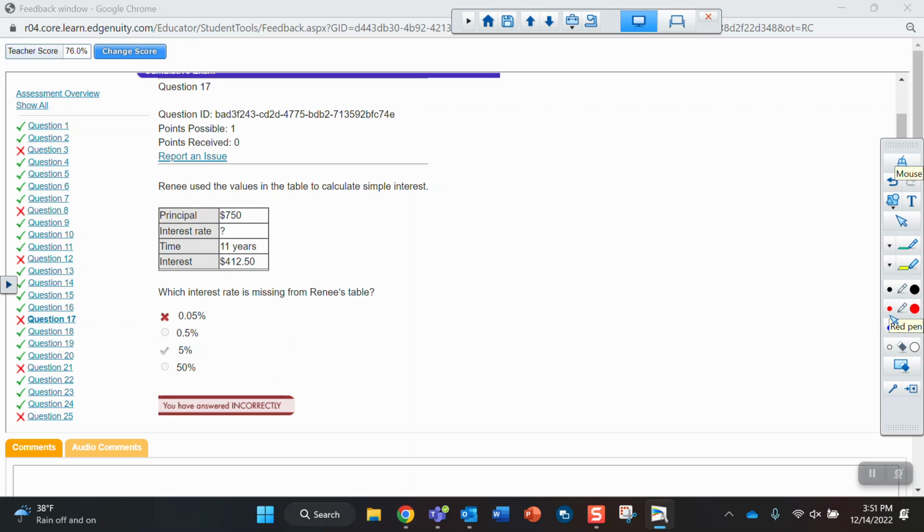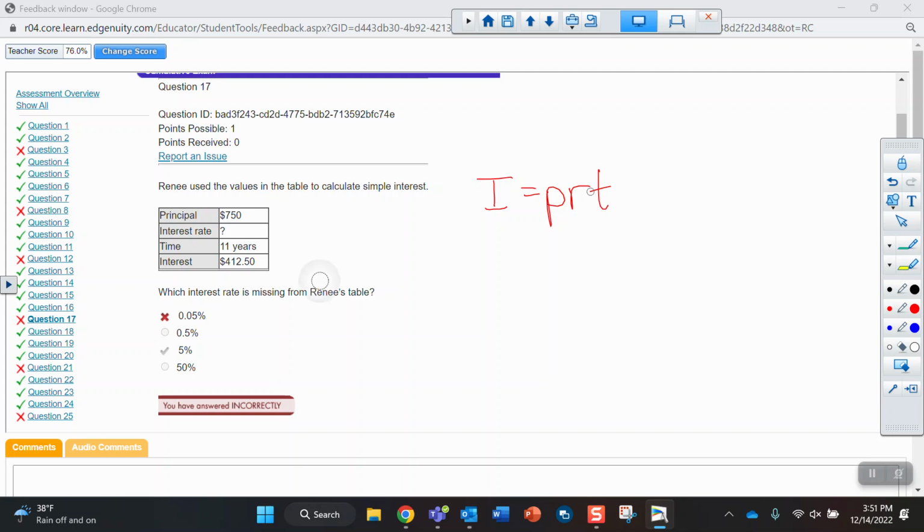Okay, on to question 17. This one says, Renee used the values in the table to calculate simple interest. Which interest rate is missing from Renee's table? So simple interest, there's a formula, and it's interest equals principal times rate times time. And so in this one, we're told the principal, we're told the interest, we're told the time, and we're trying to find the interest rate.